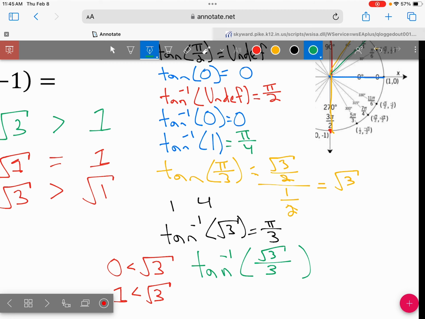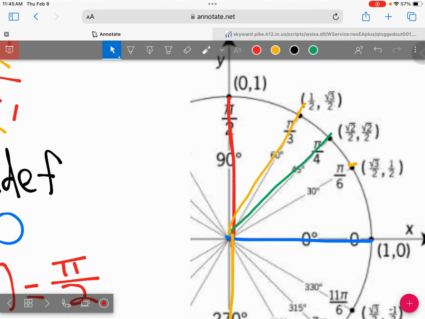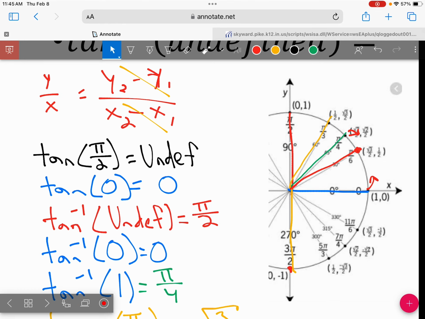So we know that the slope is going to be tied to a point that is a slope greater than 0 and less than 1. What's our only option? Pi over 6. We said it has to be less than the point that gave us slope of 1 and greater than the point that gave us the slope of 0. The only radian or angle measure that works is right there, pi over 6.